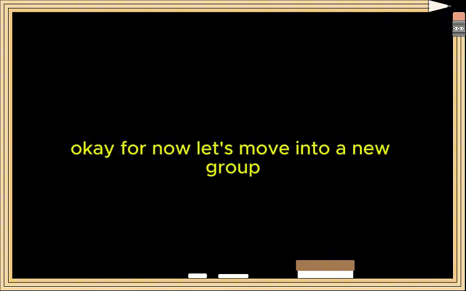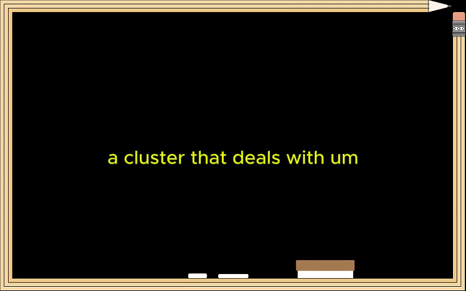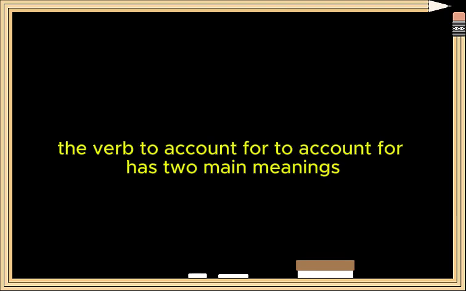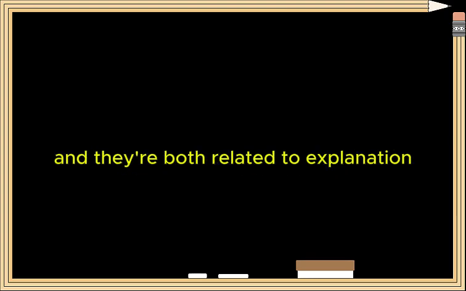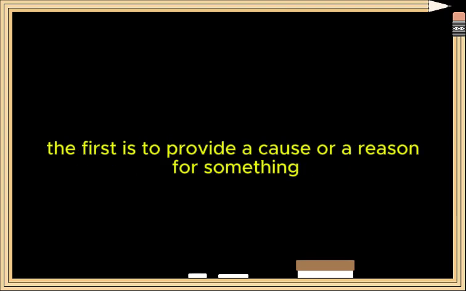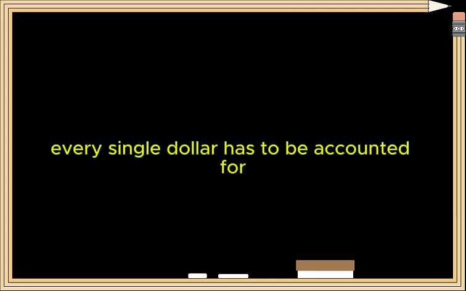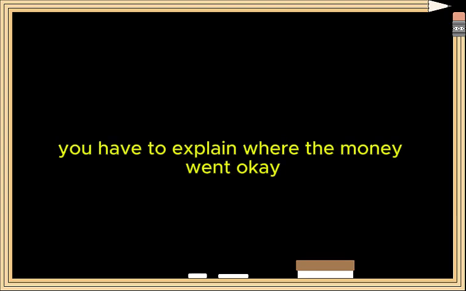Okay. For now, let's move into a new group, a cluster that deals with accountability and behavior. Let's start with the idea of explaining things. The verb to account for. To account for has two main meanings, and they're both related to explanation. The first is to provide a cause or a reason for something. Like in a financial report. Exactly. In accounting, every single dollar has to be accounted for. You have to explain where the money went.